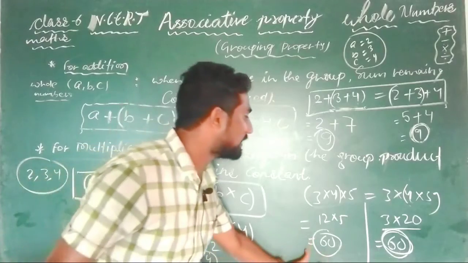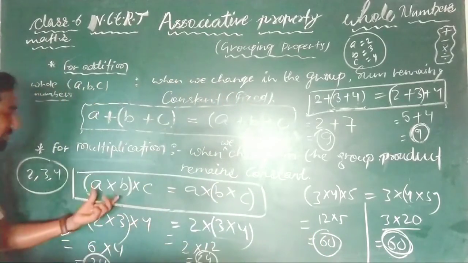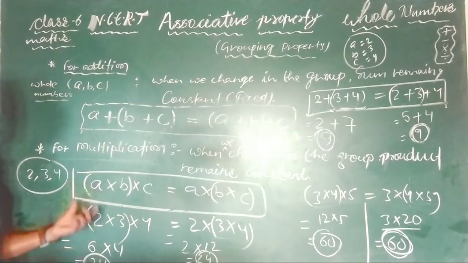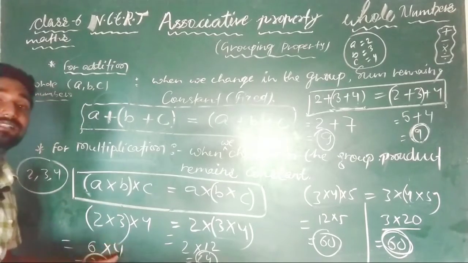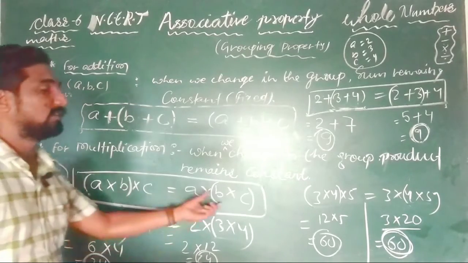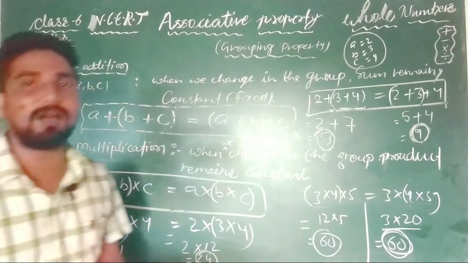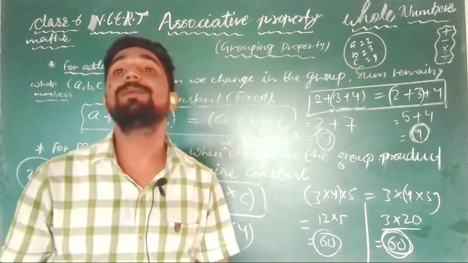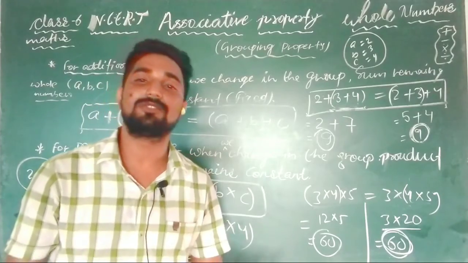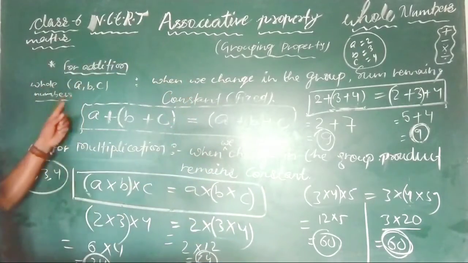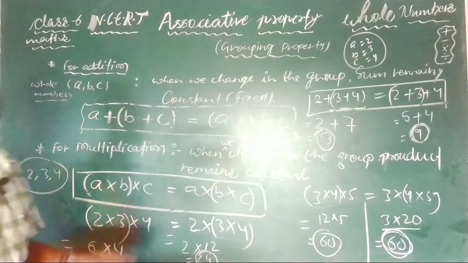Why? Because the answer has come through the LHS. If you find the answer from the LHS, that answer should come from solving the RHS also, and if it comes equal then it is followed. If it does not come equal then it is not followed. But for addition operation and multiplication operation it is followed.